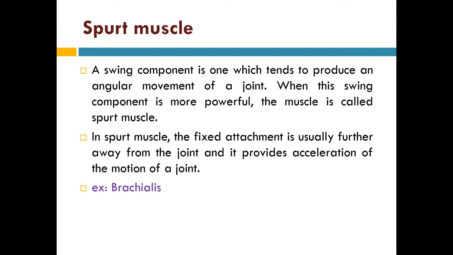And in a spurt muscle, the fixed attachment is usually further away from the joint, and it provides acceleration to the motion of the joint, like the brachialis muscle. We will show a picture so you can understand, no worries.